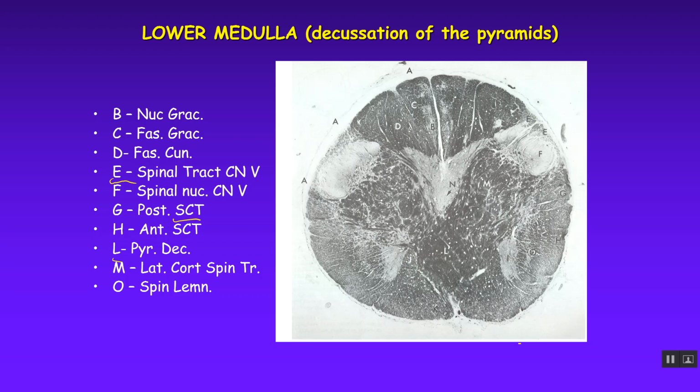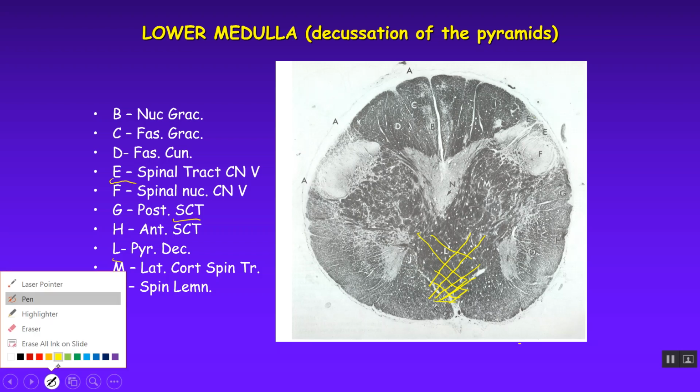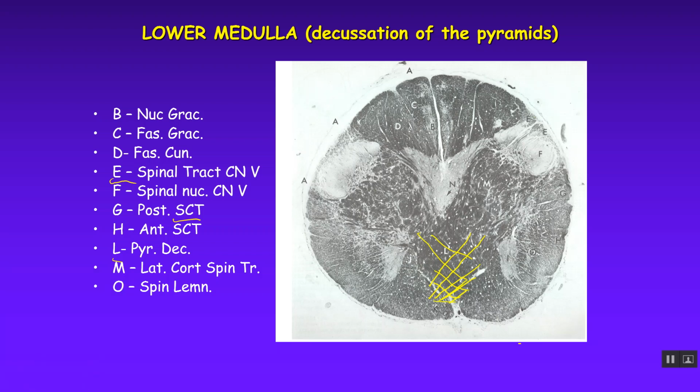Now L is the pyramidal decussation. So this is the crossing point right here, the pyramidal decussation. So what's happening here is you have corticospinal tract fibers running down in the pyramids right here. These are the pyramids. They're going down the pyramids on both sides, front part here.